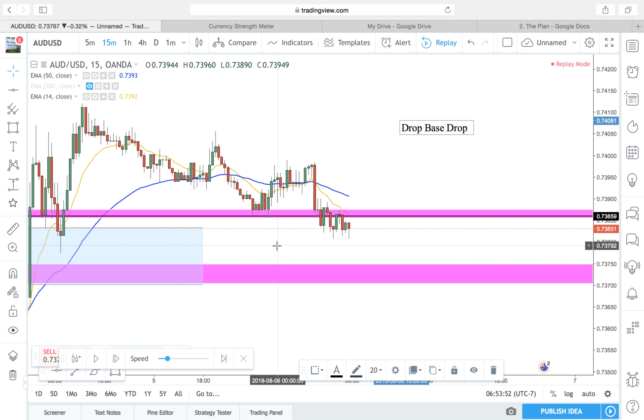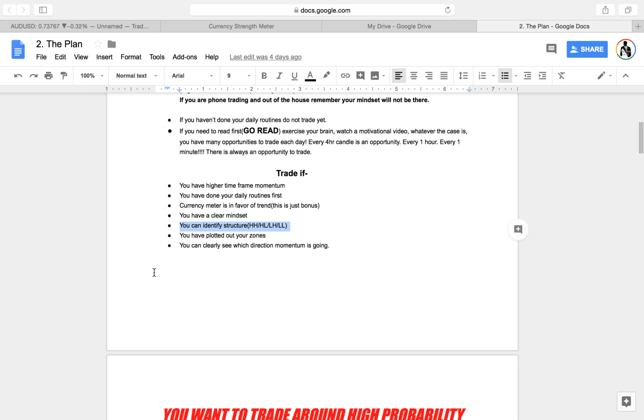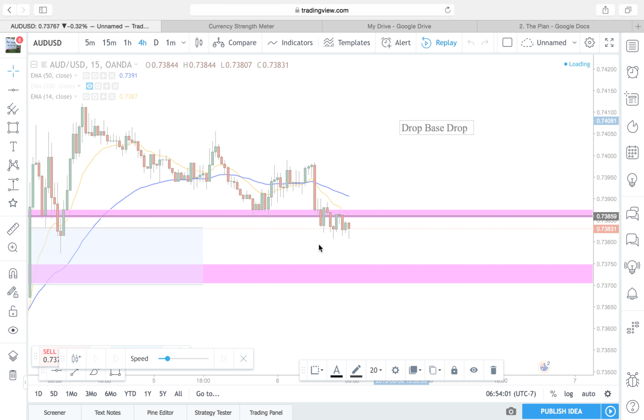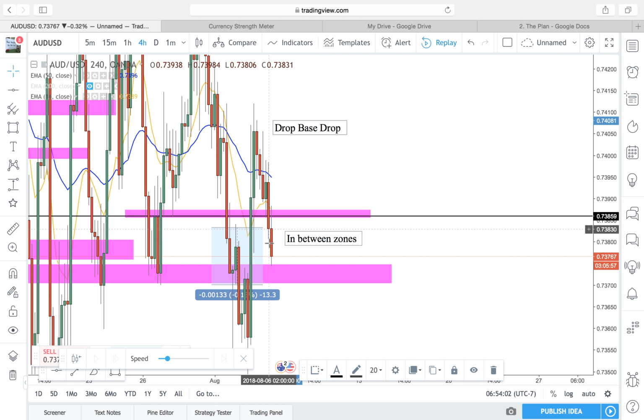You don't need a bunch of zones up. You don't need to have all kinds of crazy stuff on your screen. Keep it simple. And then you can clearly see which direction momentum's going. Just based off the 4 hour, I clearly saw that momentum is in between zones, so we're going down.